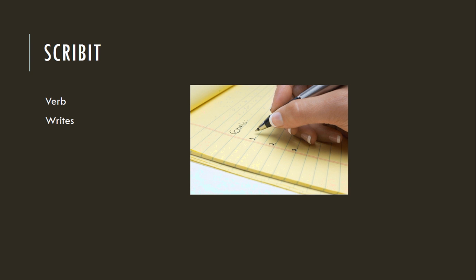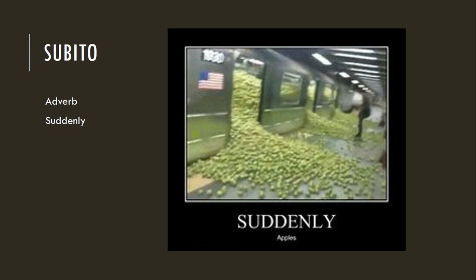Scribit is our next word, and it's a verb. It means writes or is writing. So Caecilius in tablino scribit. Caecilius is writing in the office. Subito is an adverb that means suddenly. It shows subito, mala, suddenly, apples.